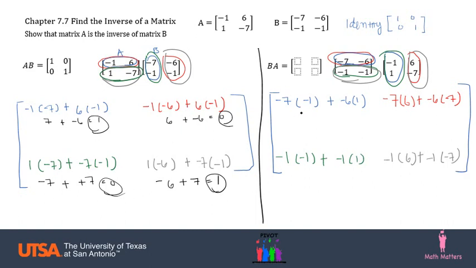So that equals positive 7 plus negative 6, which equals 1. And then that's negative 42 plus positive 42, which equals 0. And then we have positive 1 plus negative 1, which equals 0. And then negative 6 plus positive 7, which equals 1. So these are the answers.